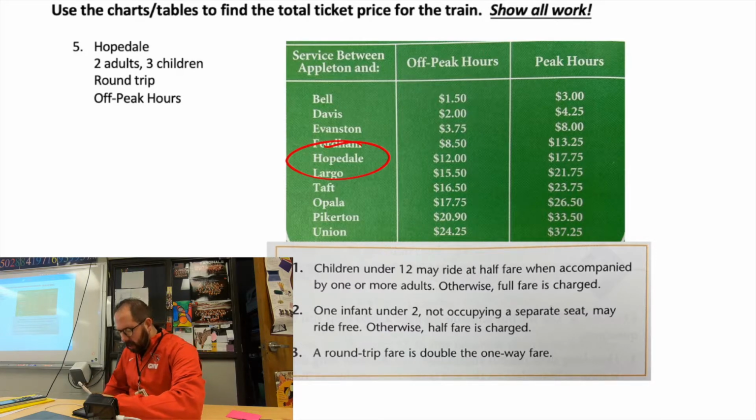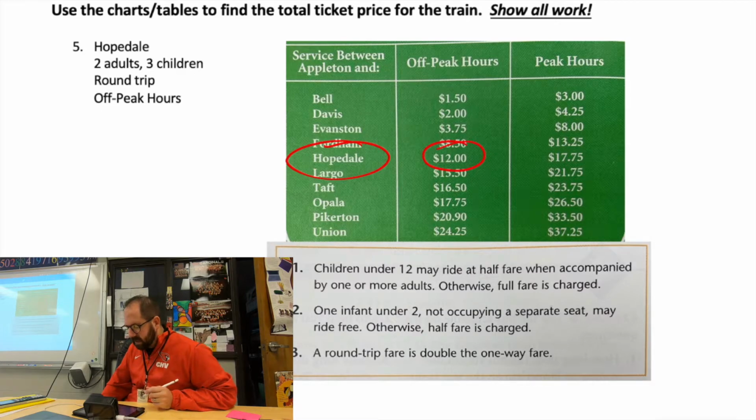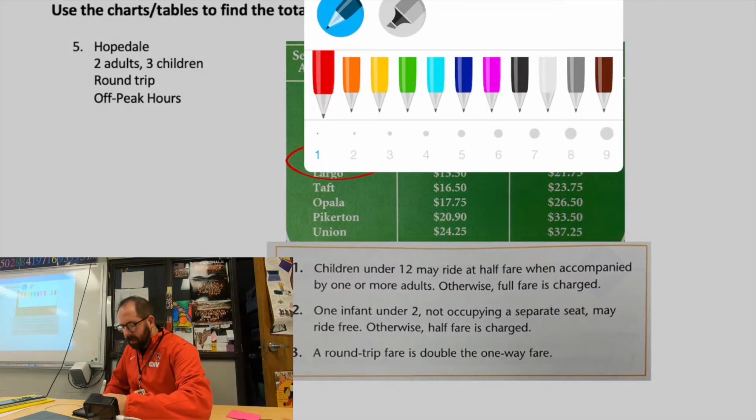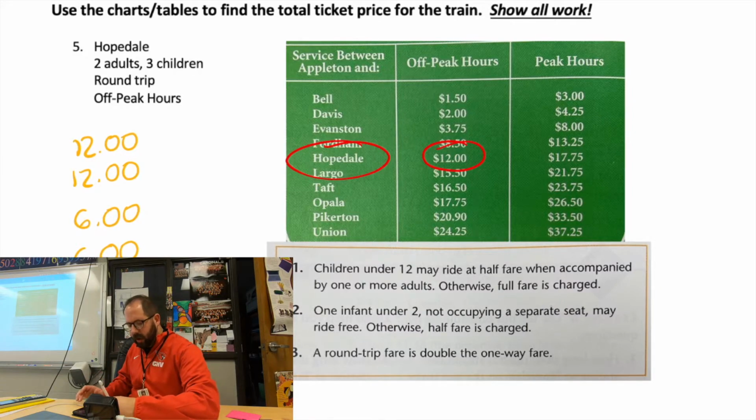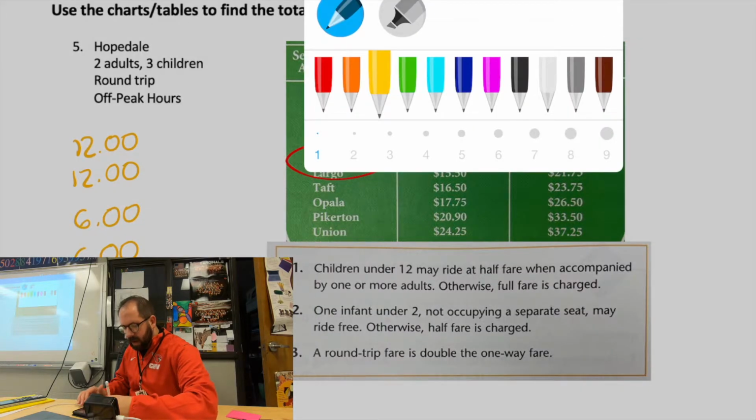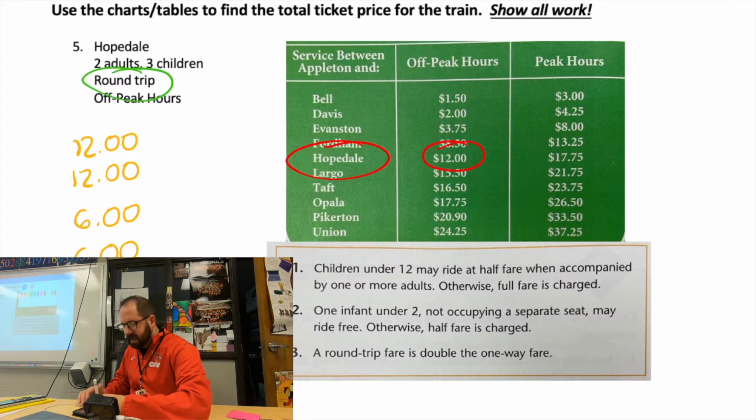And we're off-peak hours. So off-peak hours means we're using the $12 price. Children under 12 that are not with an adult would be full price, but we're getting half price per kid. So if I'm doing this problem on my paper for the test, this is what I would do. Hopedale, each adult's $12. The kids are half price, so you have 3 kids, and they're going to be $6 a piece. And then since we're going round trip here, you have to double the prices.